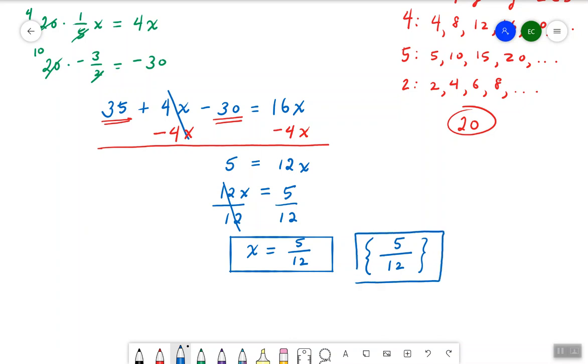It would be great if you took that answer and you plugged it back into the original equation to check that it really is correct. I won't do that right now, just in the interest of time, but I encourage you to do that, and that would be a good way to practice the multiplying and adding fractions a little bit more.